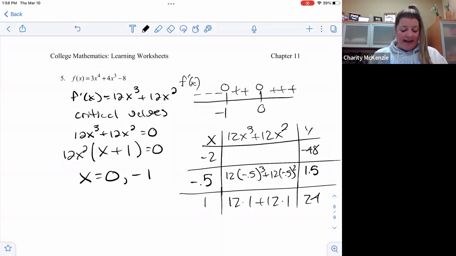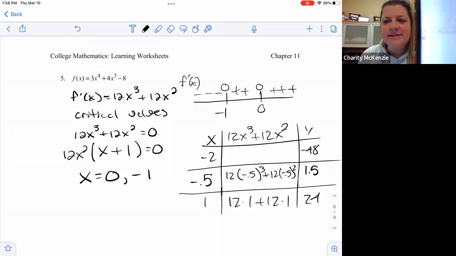Okay, so I'm going to have this one graphed. I'm going to show you the graph. So this one's a little bit different. 3x to the third. Okay, so this one, our original function is looking like this.